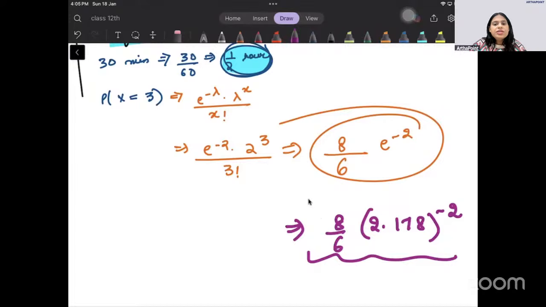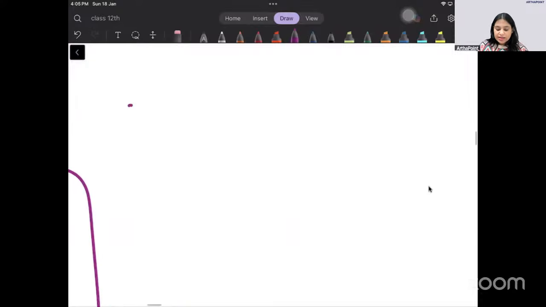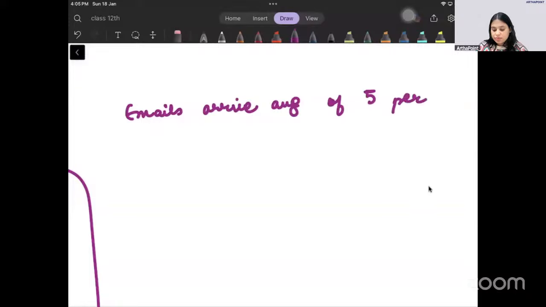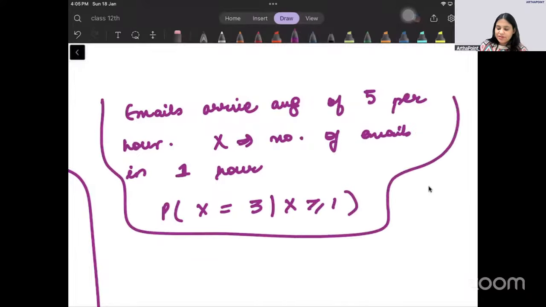Okay. Now let us go ahead and do one last question on this. So you're given that emails arrive with an average of 5 per hour. And X is number of emails in 1 hour. You have to find probability that X is 3 given X is more than or equal to 1. Give it a try.